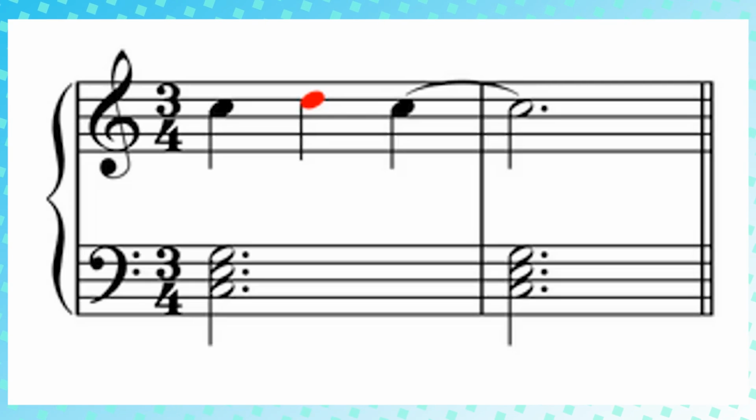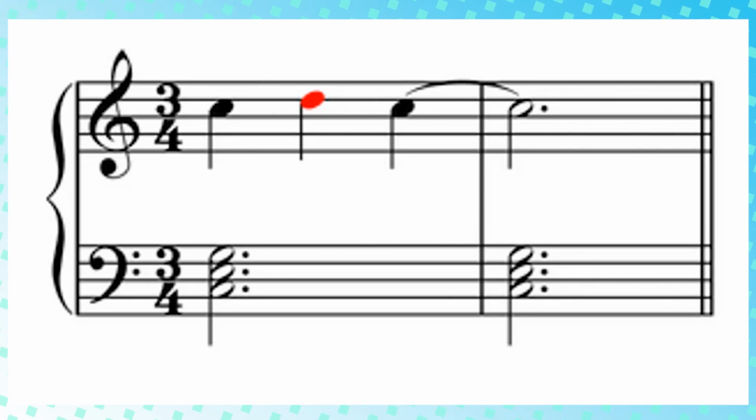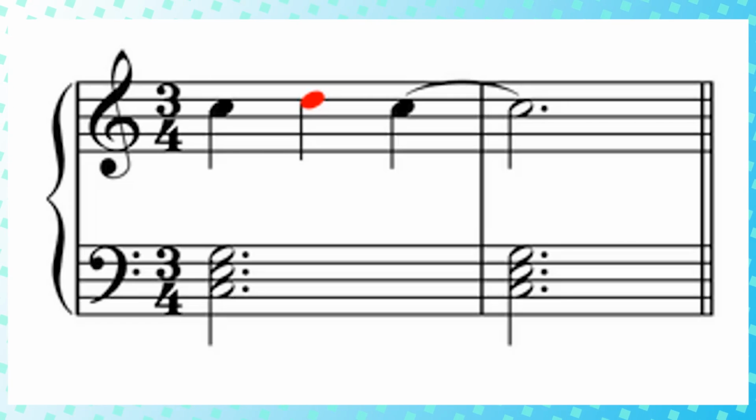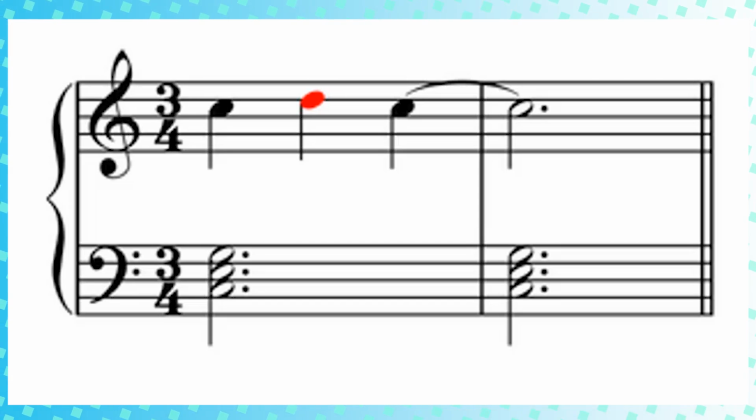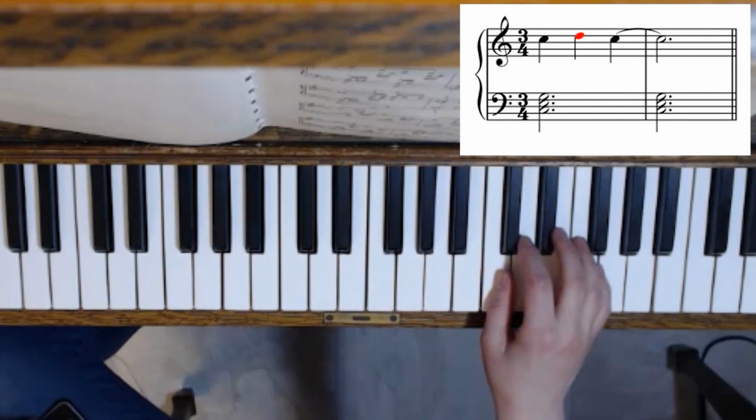Next, we have neighbor tones. Neighbor tones are also pretty simple and straightforward. Instead of passing through a note on our way up or down, like C, D, E, or E, D, C, here we start on a note or a chord tone, move up or down to a non-chord tone, and then go back to the original note. What you see on the screen here is C, D, C.